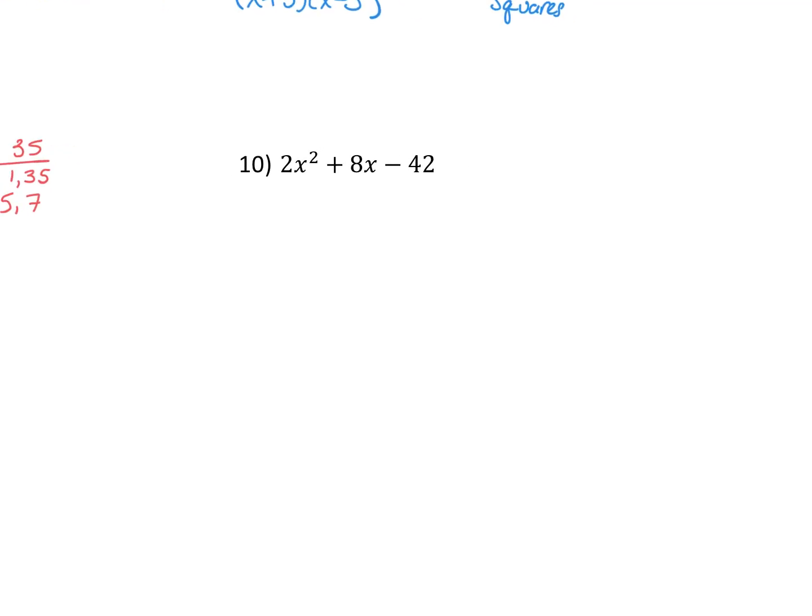In 10, we have a leading coefficient, and we always want to check for a GCF first. So in this case, I want to say, okay, does 2 divide 2, does 2 divide 8, and does 2 divide negative 42? And the answer is yes, so we do have a GCF. So I'm going to take out that GCF, and I'm going to be left with x squared plus 4x minus 21 with that 2 in front.